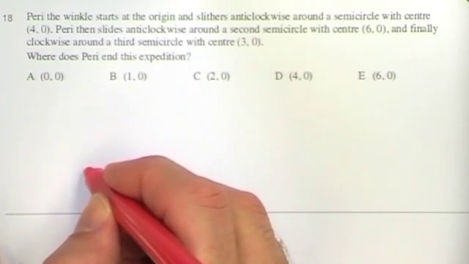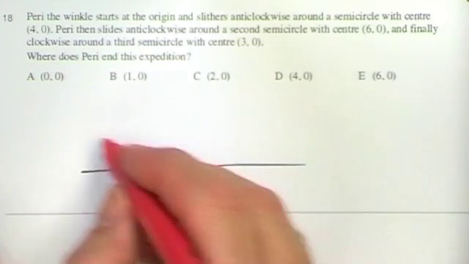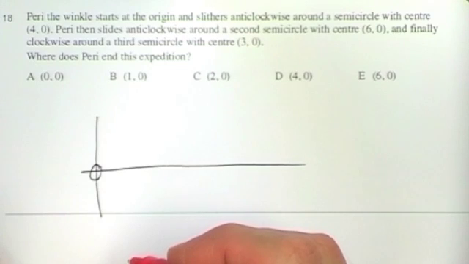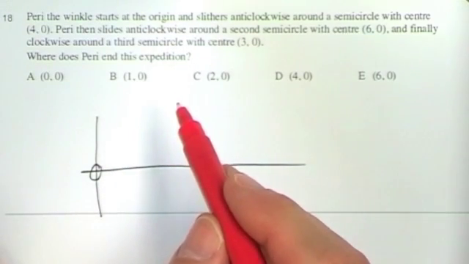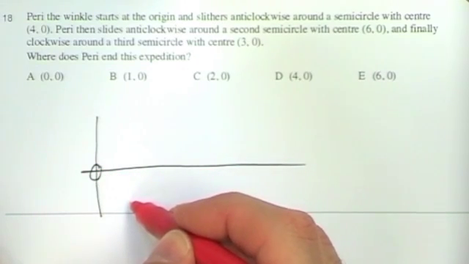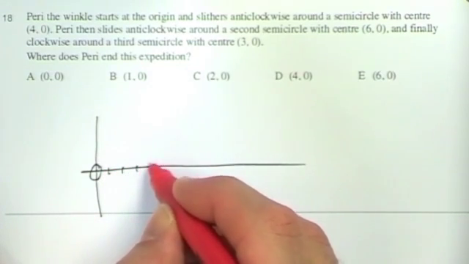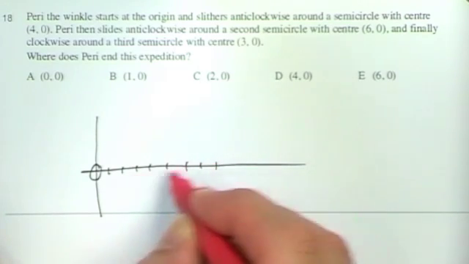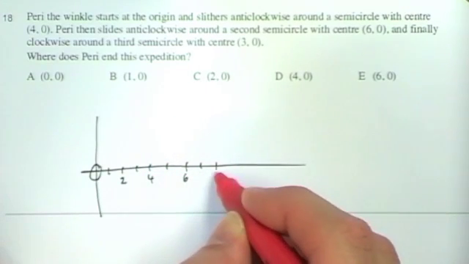Let's just draw an axis there. It's all along the x-axis, so I probably don't need a y-axis. I'll put it in anyhow. So that's the origin. Periwinkle starts at the origin, slithers anti-clockwise, so that's going in this direction. And let's mark some of the coordinates off. So that's 1, 2, 3, 4, 5, 6. That's the biggest one I've got. Oh, let's go for 7 and 8.